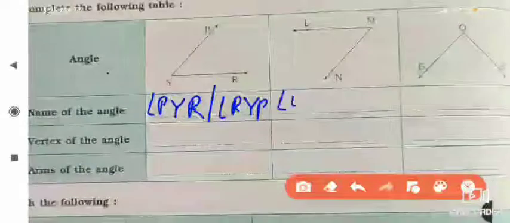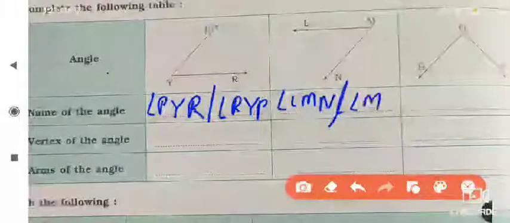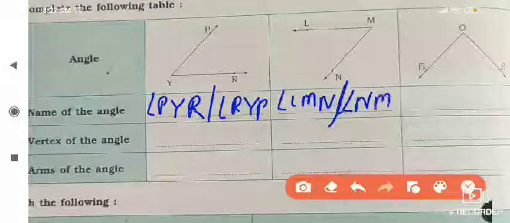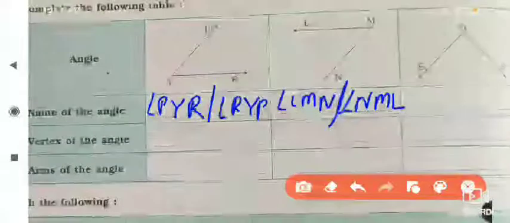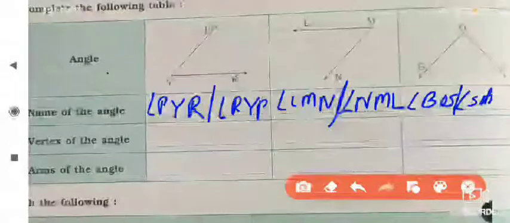Okay. Next, what is the name of this angle? It may be angle LMN, or we can read it as angle NML. For this angle, how is the reading of this angle? BOS, or angle SOB. Okay, angle SOB.